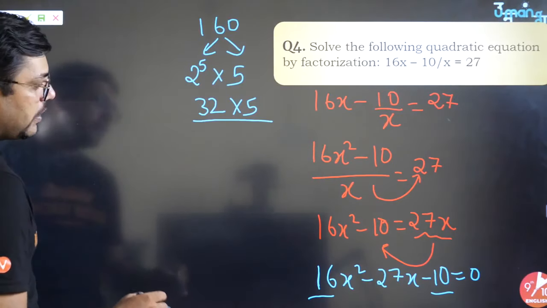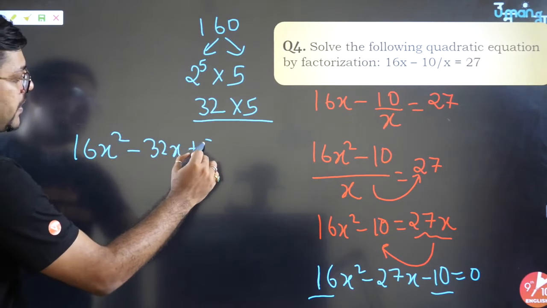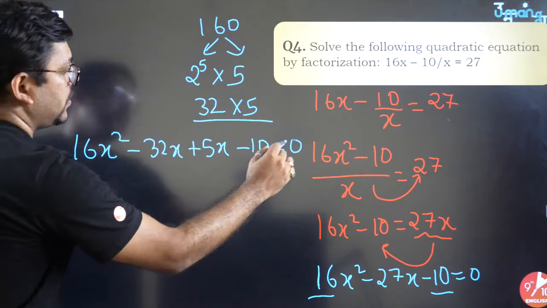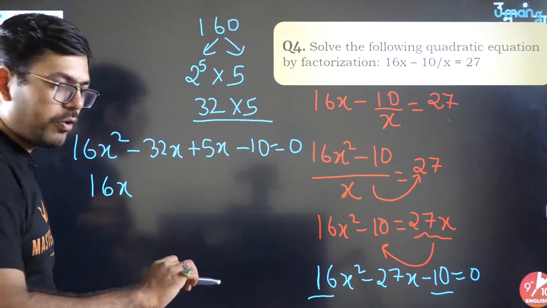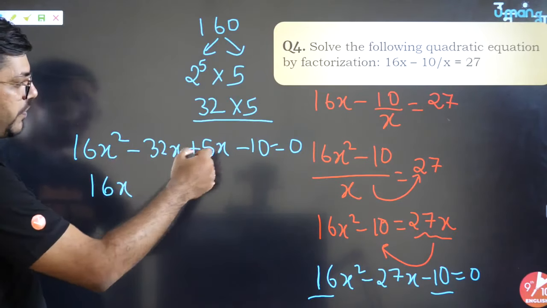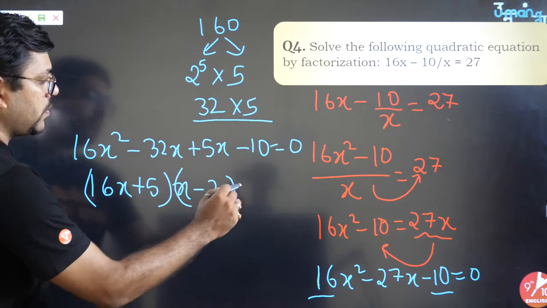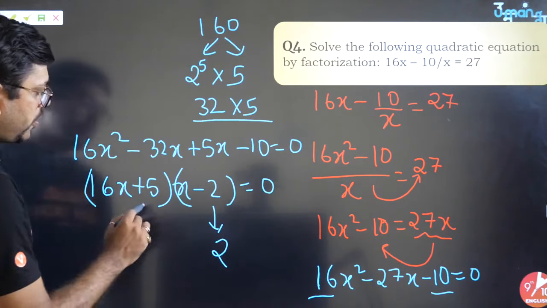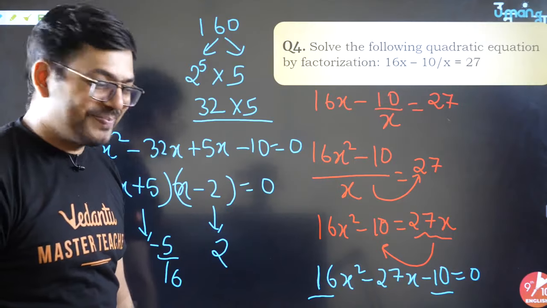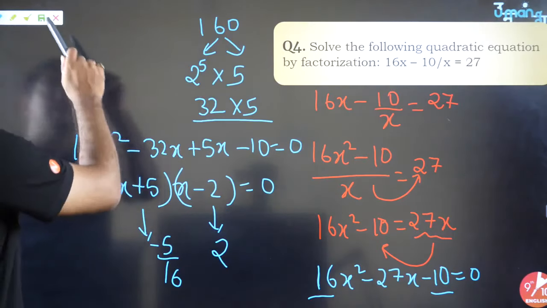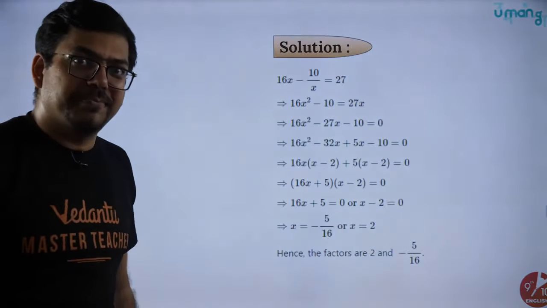So what I'll do right now, I'll simply write the equation 16x square and then minus 32x plus 5x and minus 10 equals to 0. So from here I will be getting 16x common. So I'll again write the direct format. 16x common, x minus 2, 5 common, x minus 2. So 16x plus 5 and then x minus 2 equals to 0. So from here you will get 2. From here you will get minus 5 by 16. Eureka. Simple, isn't it? Let me just show you the solution as well. Minus 5 by 16 and 2. Exactly the same thing. Fine.